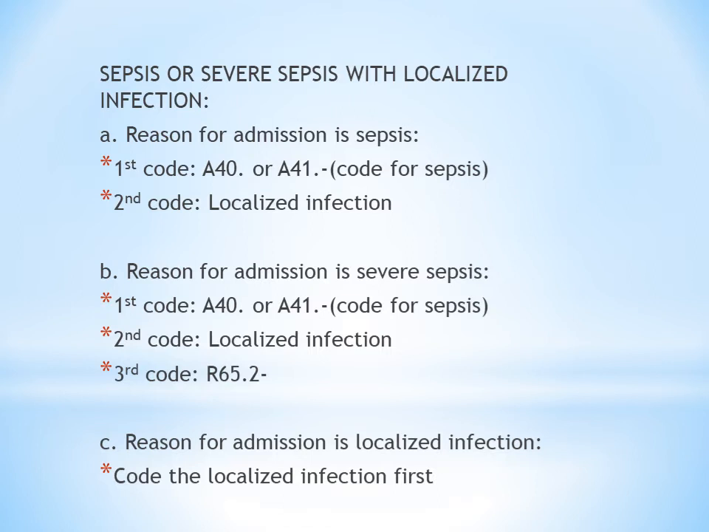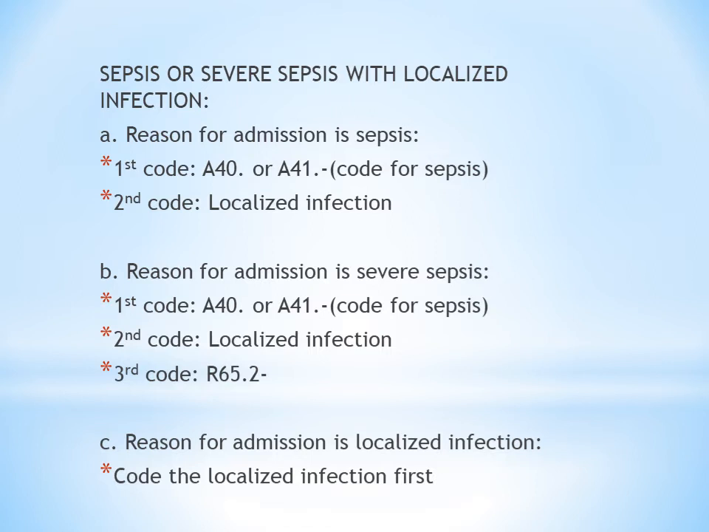Okay, then the B is reason for admission is severe sepsis. If the case is severe sepsis and a localized infection is present, then our first code will be the code for sepsis, as R65.2 cannot be coded first. So our first code will be that code for sepsis only, A40 or A41 series. The second one will be the localized infection code, and the third one is R65.2, the code for severe sepsis.